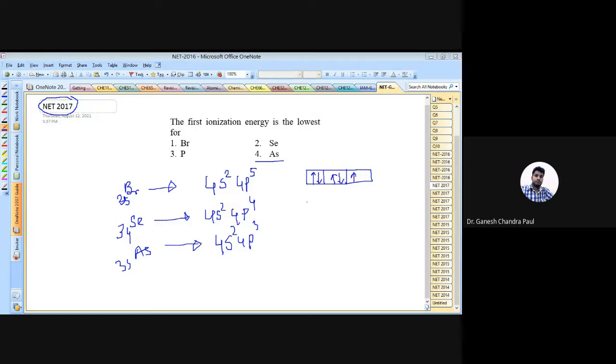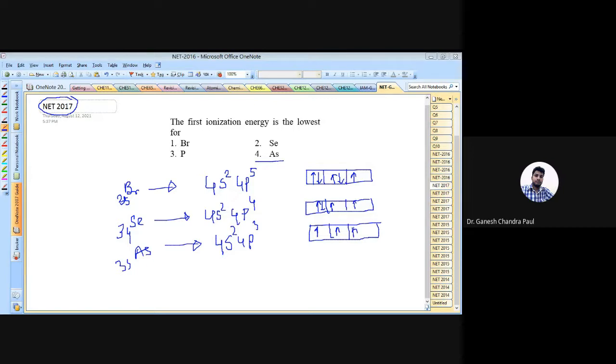In case of selenium, 4 electrons are present, like this: 1, 2, like this. And in case of arsenic, it is a half-filled electronic shell, right? And more stable. Yes, sir. Selenium. Answer correct.